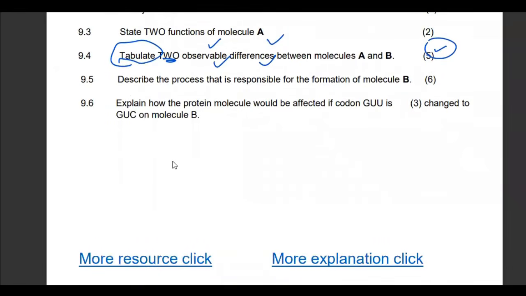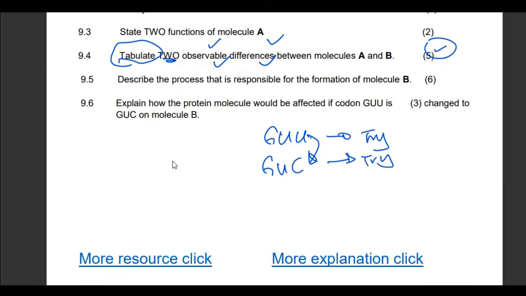For example, if you say that you started with GUU and then GUC, from this to that. Let me explain this. If this is tryptophan, it codes for tryptophan, and this one also codes for tryptophan. However much this has been changed to this, it is going to code for the same amino acid. Therefore, the functioning of the protein is not going to change.